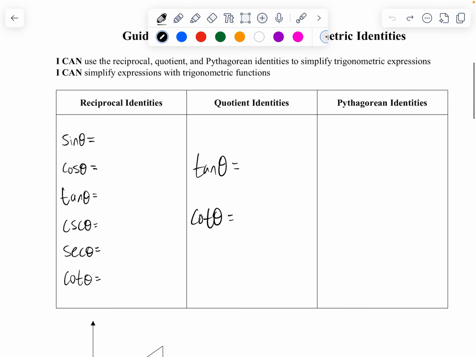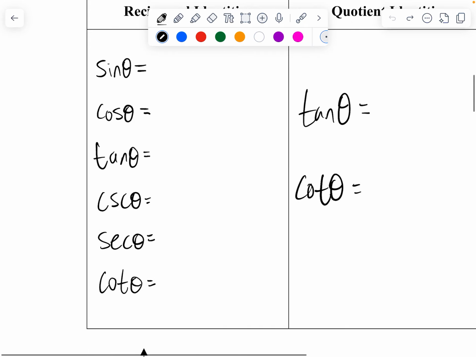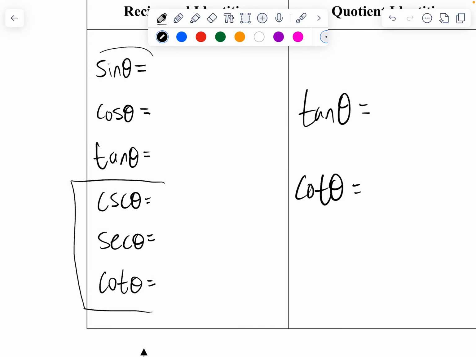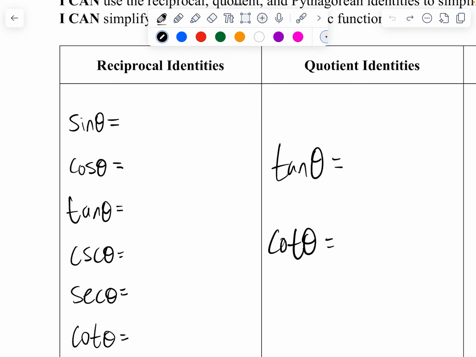So we have the reciprocal identities. Remember, we have sine, cosine, tangent, right? SOHCAHTOA. Sine is the opposite over hypotenuse, cosine is adjacent over hypotenuse, tangent is opposite over adjacent. And then you have your reciprocal trig functions. If sine is opposite over hypotenuse, hypotenuse over opposite is your cosecant function.